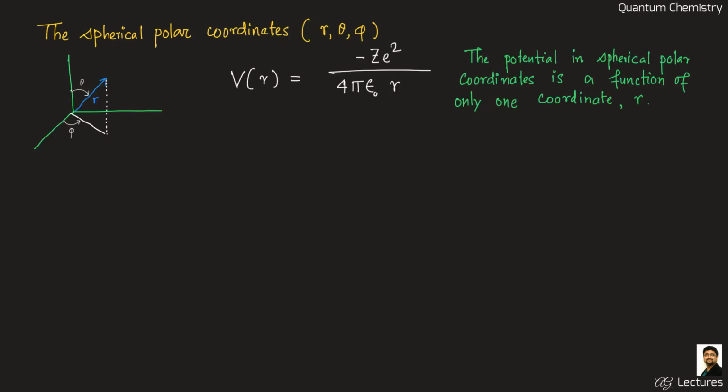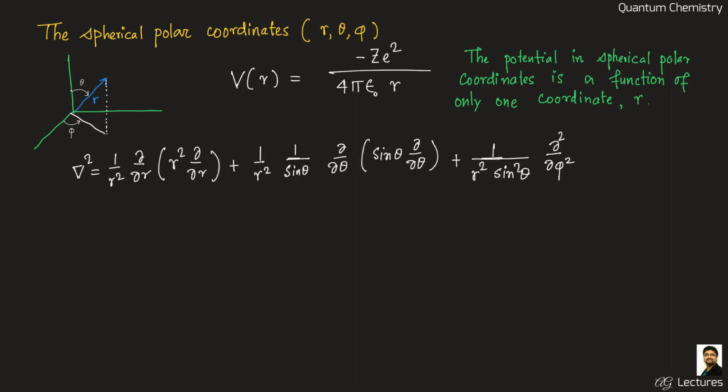In the spherical polar coordinates r, theta, phi, we do not have that problem that the potential is involving all three coordinates, because in spherical polar coordinates we can represent the potential in terms of r only. But now, if we have to use spherical polar coordinates, we have to use the form of the Laplacian in spherical polar coordinates. And the Laplacian in spherical polar coordinates is given by this expression.